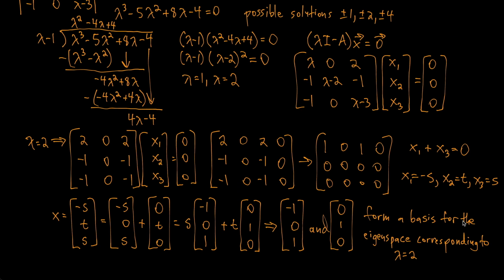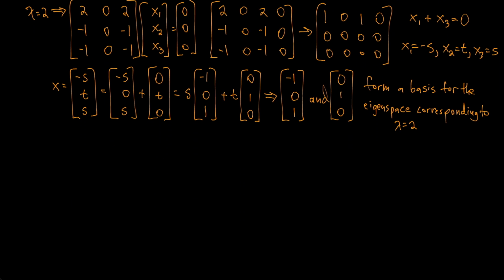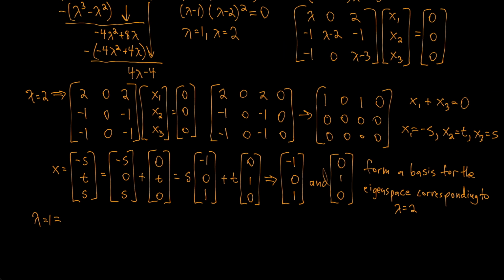Okay, we still have one more lambda, right? We have lambda equals 1. Let's examine that. So for lambda equals 1, we'll do the same thing, but plugging in 1 gives me 1, 0, 2 on top, 1, 0, 2, then minus 1, 1 minus 2 is minus 1, minus 1, minus 1, 0, and minus 2.